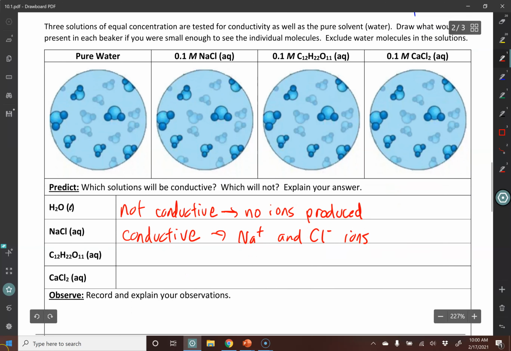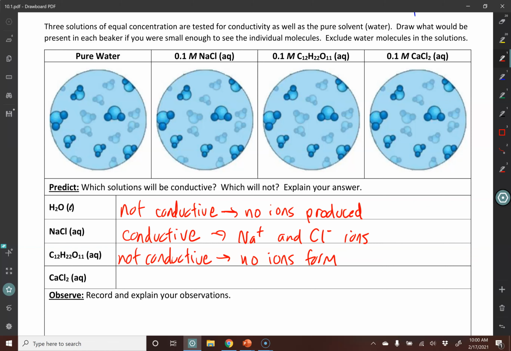Don't be intimidated by that big formula for sucrose. Sucrose is just table sugar. We did that in a demonstration as well. It's also not conductive because no ions form. Something like sucrose or any other covalently bonded molecule, the molecule will just be surrounded by the water molecules. It'll effectively just get wet, but it does not break apart.